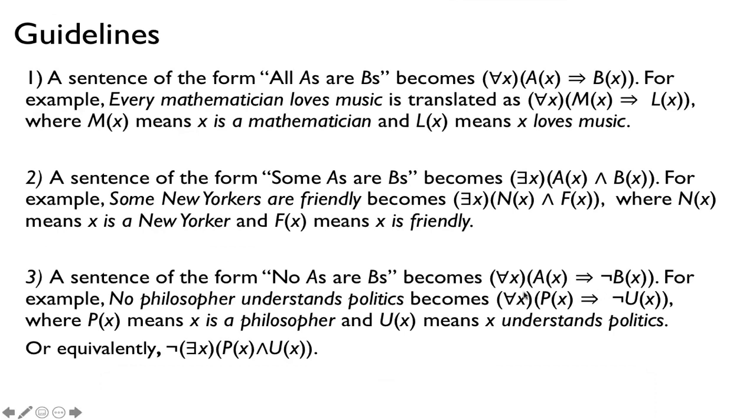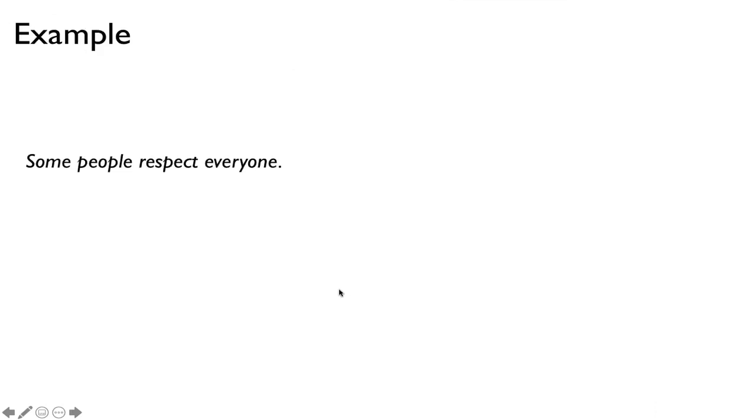By the way, there's another way of doing this. No A's or B's, we can also do it this way. We can say that there does not exist an x such that p of x and u of x. So this sentence and this sentence are equivalent, as we see in the next lecture. Make sure you understand that these two are actually the same, equivalent, and they express this idea: no A's or B's.